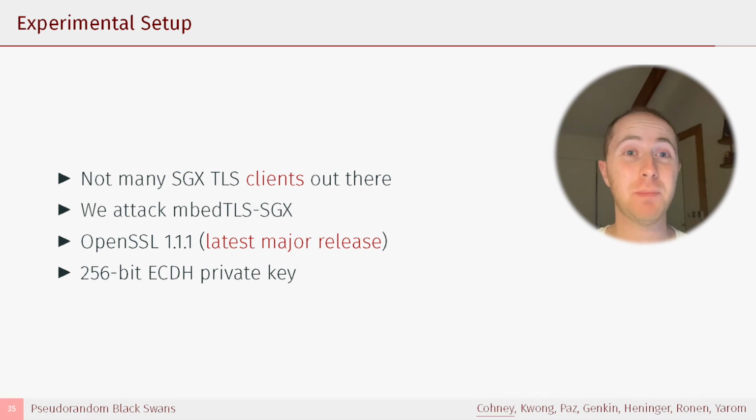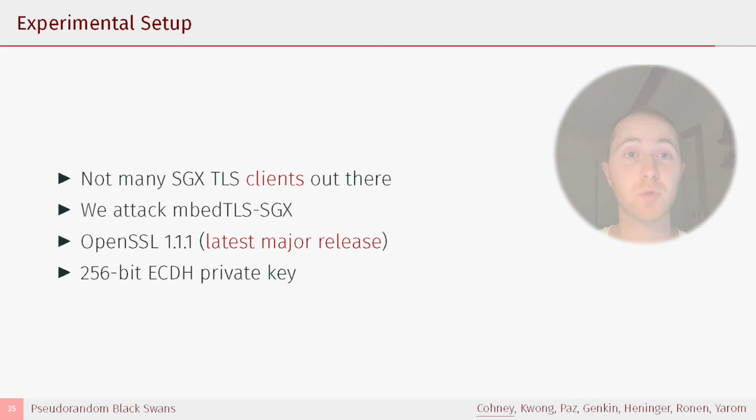A challenge in deploying our attack against a real-world target was that there are actually very few implementations of TLS clients that use SGX, the majority of them being TLS servers. One that we did find was Embed TLS, an unofficial port of Embed TLS to SGX. This implementation used OpenSSL 1.1.1, the latest major version, so we were confident that our target was in fact relevant.